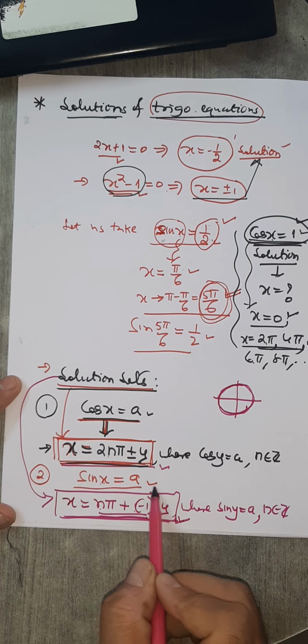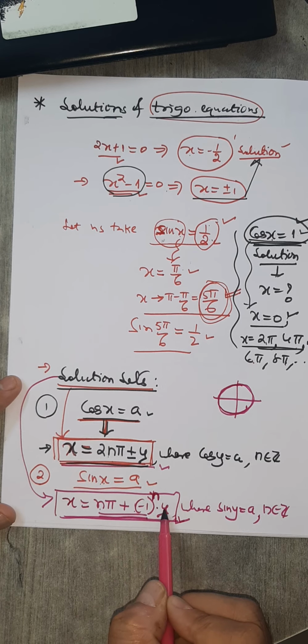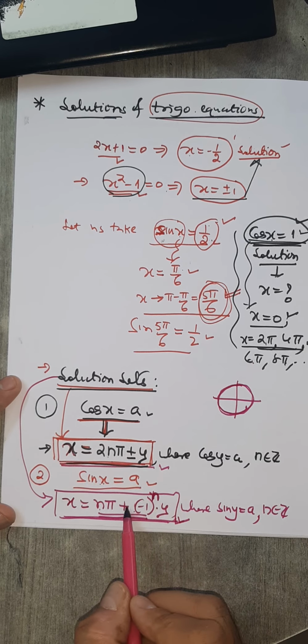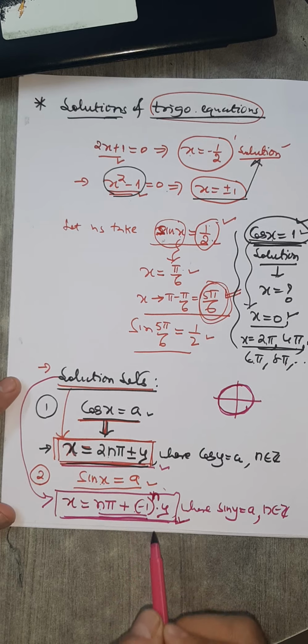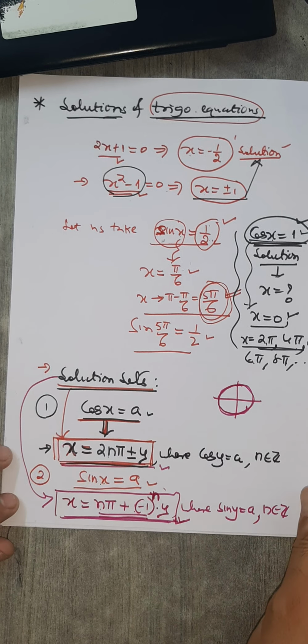What is this minus 1 raised to n? If this number is even, then you will get the plus sign, like minus 1 raised to 2. If this number is odd, suppose I put 3 here, then you will get the minus sign. So minus 1 raised to n just indicates the plus or minus. So this is the solution set for the sine function.